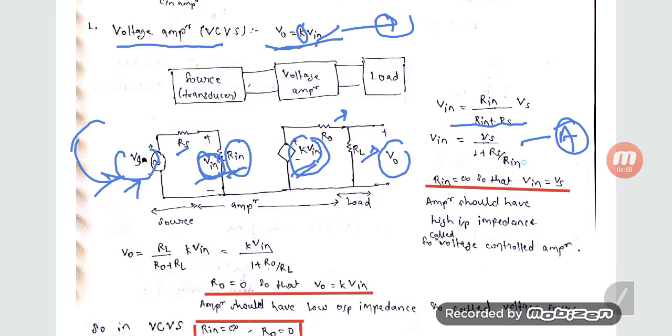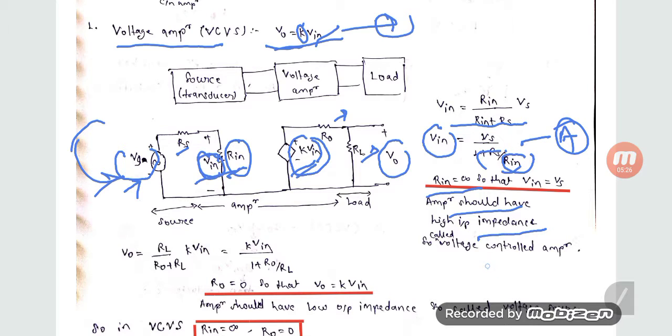Okay, so if Rs, the internal resistance of the voltage source, is also fixed, then if we get a high Rin, the loss ratio will be less, so the Vin will be high. So to get high amplification, we need high input resistance. Rin should ideally be infinity, but practically it should be large. So a voltage amplifier, or VCVS, should have high input impedance.